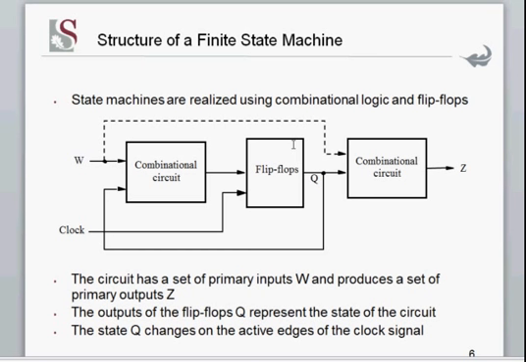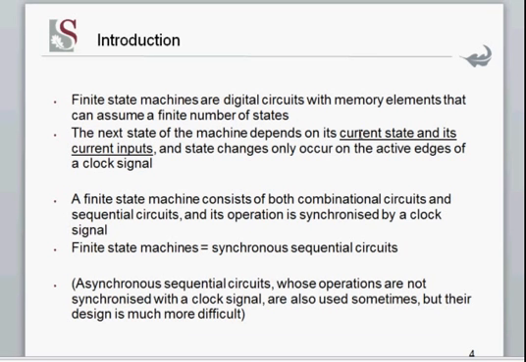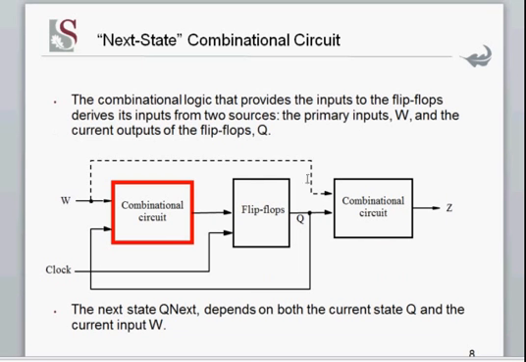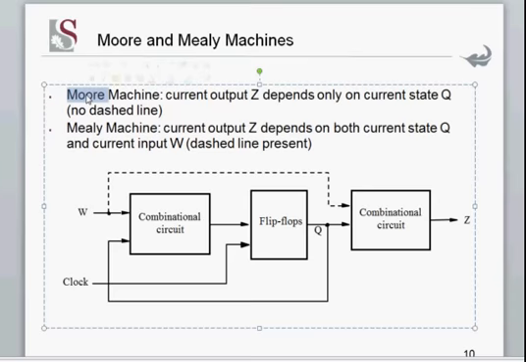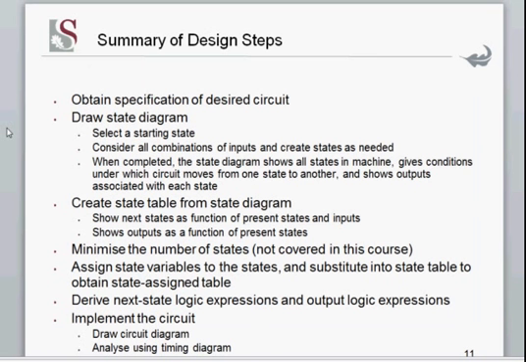It is also possible to have your output dependent on the present input, and if that's the case, you can see there's a dotted line there. That dotted line represents a Mealy state machine. If it's not there, which it won't be for this module, we call it a Moore state machine. So a Moore state machine says the output is only dependent on the present state, it doesn't depend on the inputs directly. And that's what's listed here. Moore state machine, Mealy state machine.